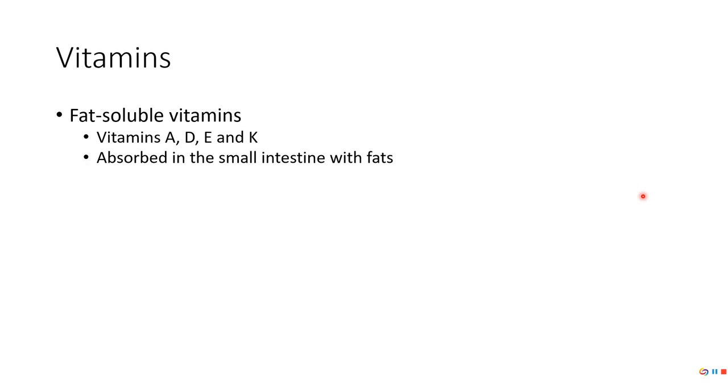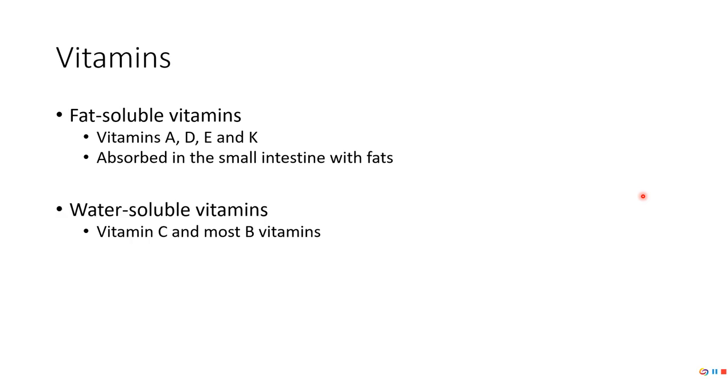And now there's 2 types of vitamins. We've got fat soluble, such as A, D, E, and K. And these are absorbed in the small intestine with fats. Okay, they don't need anything to help them get in. They're able to just do that as long as we've got a gradient. And then we've got water soluble, such as most of the B vitamins, as well as C.